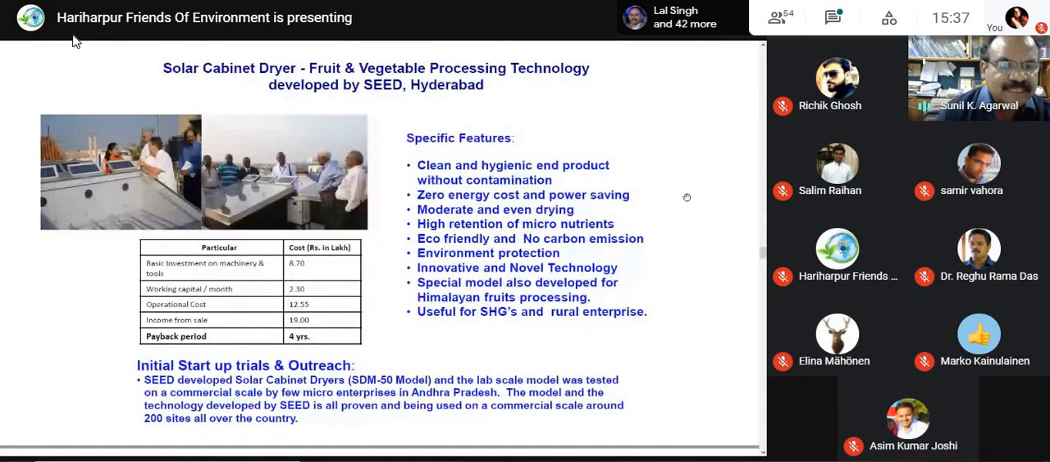So these are some of the details of these products, and they also have technology know-how, not in India but outside India as well. Next slide, please.